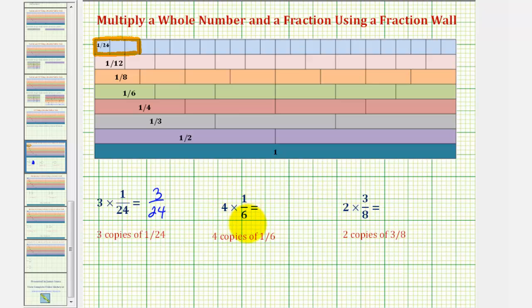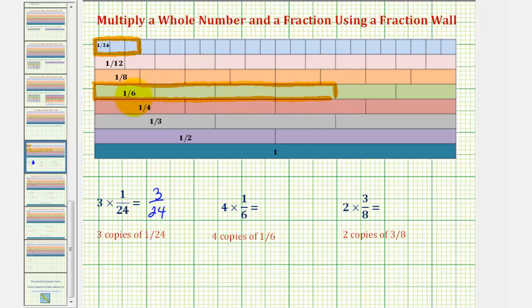Next we have 4 times 1/6. So now we have 4 copies of 1/6. So to illustrate this, we would have 4 copies or 4 1/6 rods. So if we highlight 4 1/6 rods, this models our product.